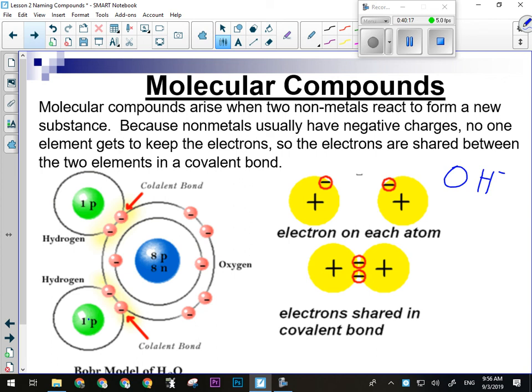Prefixes. Because now their ratio is not predetermined. There could be any number of any type of atom in a molecular compound, so we have to use prefixes to tell people there's this many oxygen, there's this many sulfurs or whatever. We'll talk more about that tomorrow.